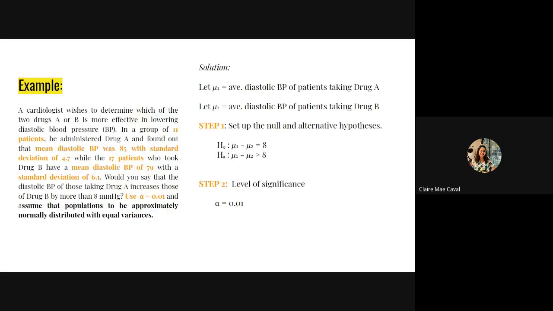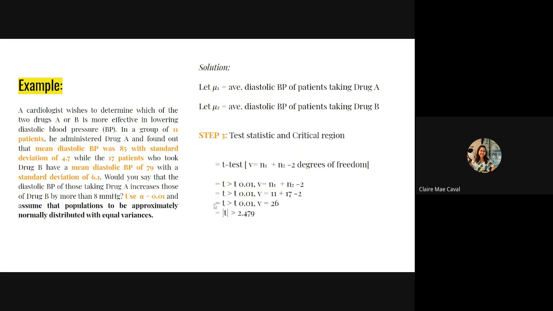So, this example is in your module. I got this from your SAS module. I'll not go over this. This is the same as the previous problem, the one I stated earlier in the slides. So first, you have to set up the null and alternative hypothesis. Then the level of significance this time is 0.01. And then you get the test statistic and the critical region.